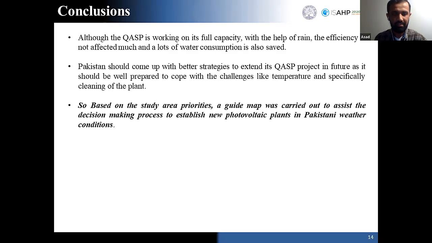Anyway, based on this study, the area priorities and a guide map were carried out to assist the decision-making process to establish new photovoltaic plants in Pakistan's weather conditions.